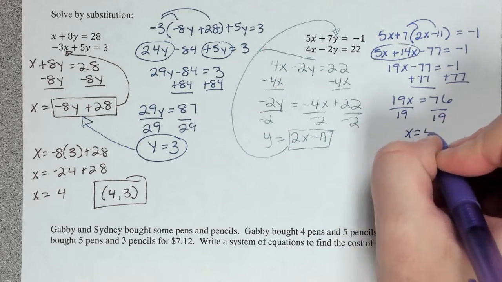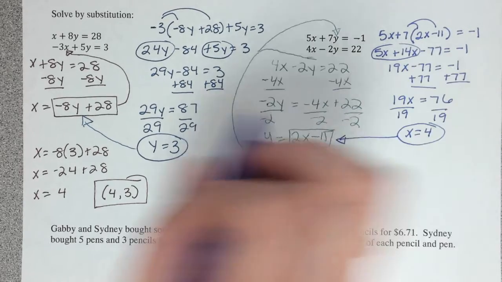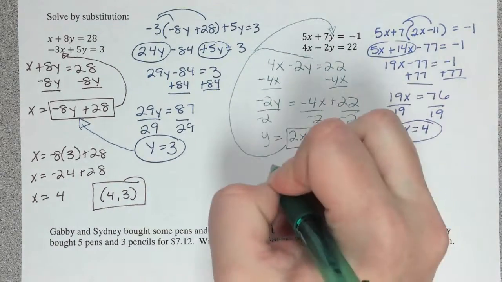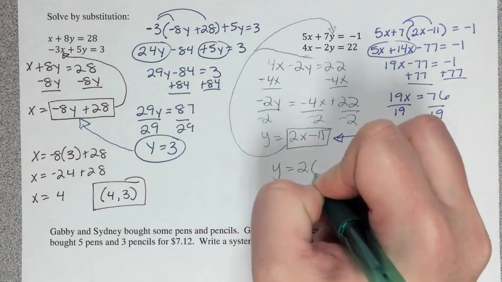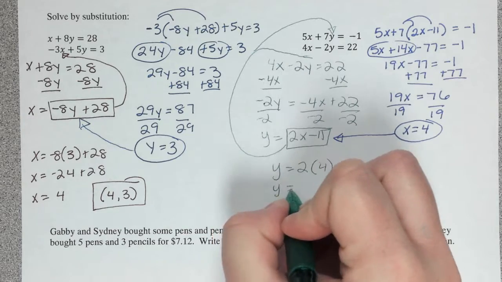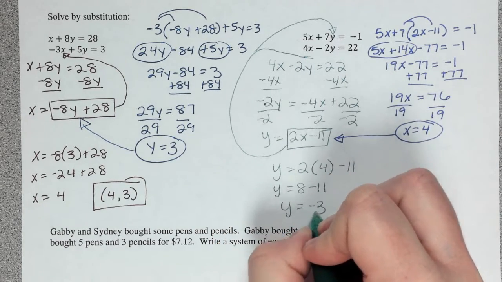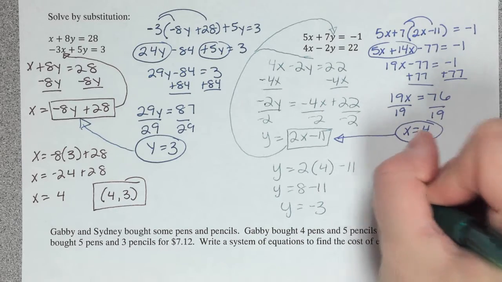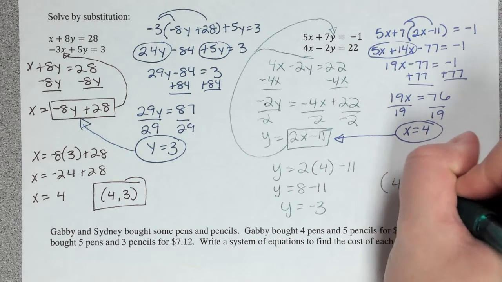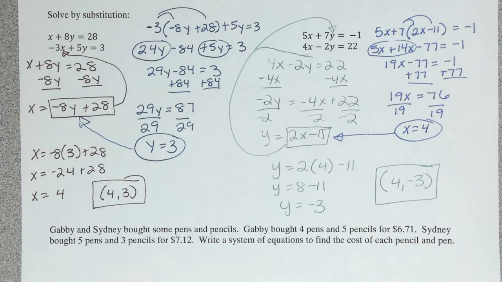gives me 4. So remember, that's Jack. Jack needs to go back in the box. So y is equal to 2 times 4 minus 11. Y is equal to 8 minus 11. Y is equal to negative 3. So again, my final answer becomes 4, negative 3. So that's how we solve by substitution.